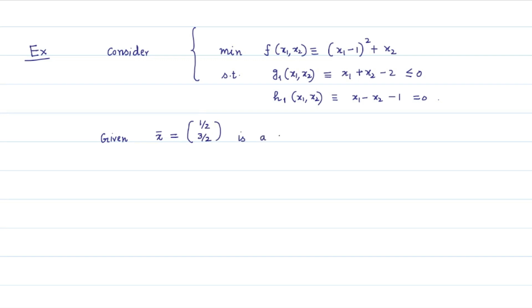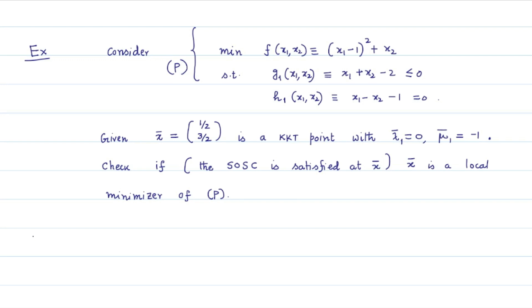This point x bar is a KKT point with the Lagrange multipliers lambda bar equal to 0 and mu bar equal to minus 1. Here let me write lambda 1 bar and mu 1 bar, because I have also indexed g1 and h1. Given this x bar a KKT point, now check if the second order sufficient optimality condition is satisfied, and hence you can declare that the point x bar is a local minimum point of this considered optimization problem.